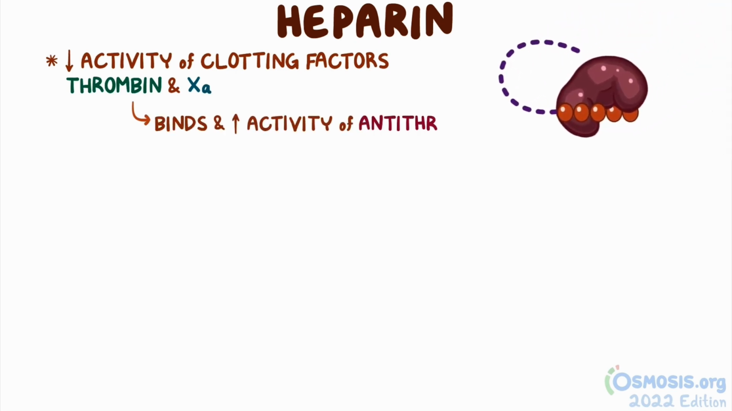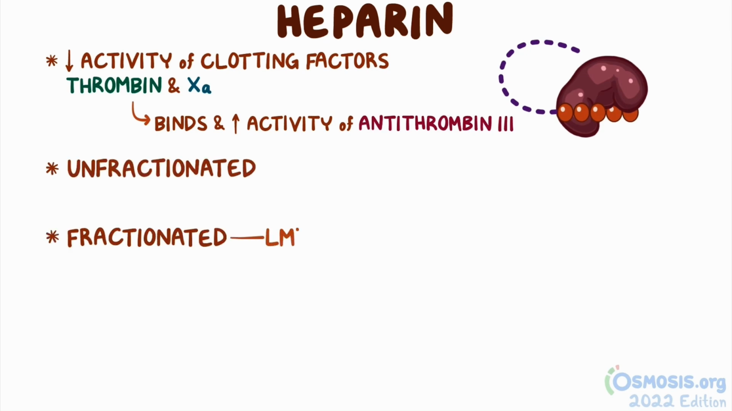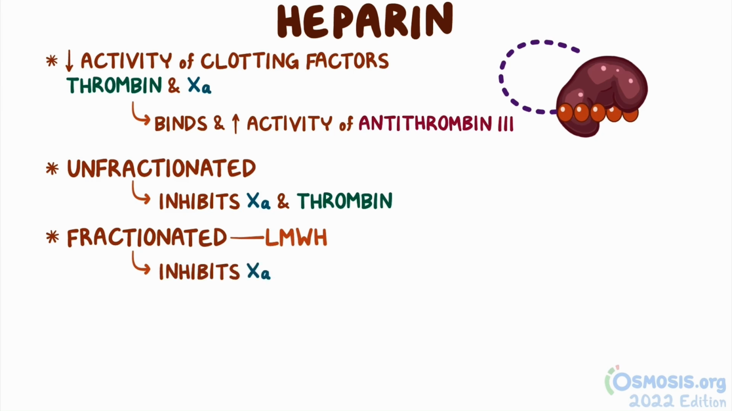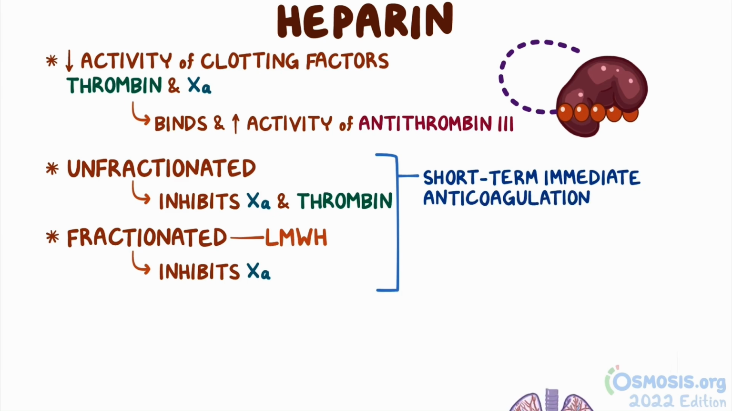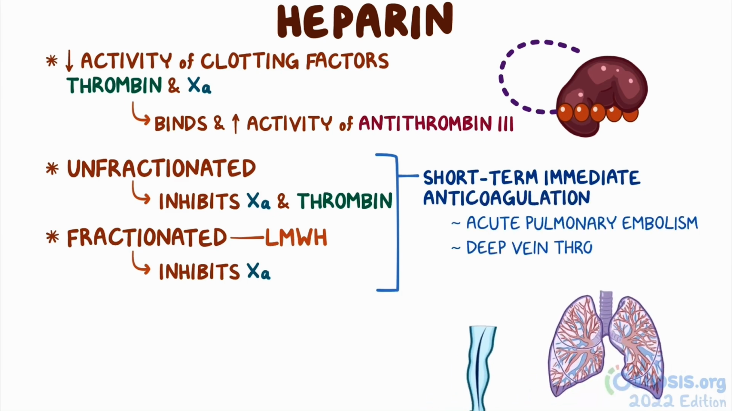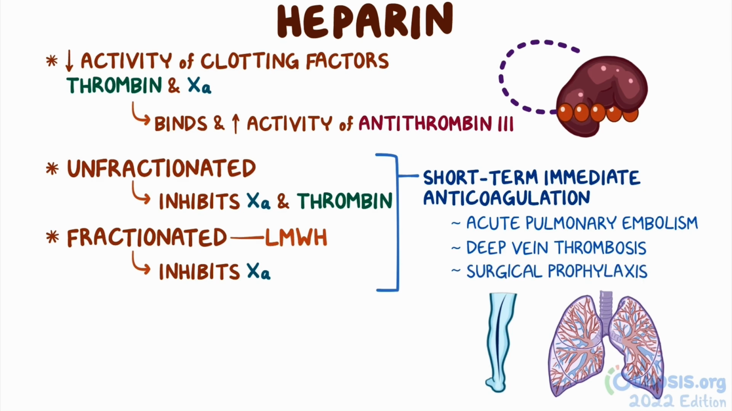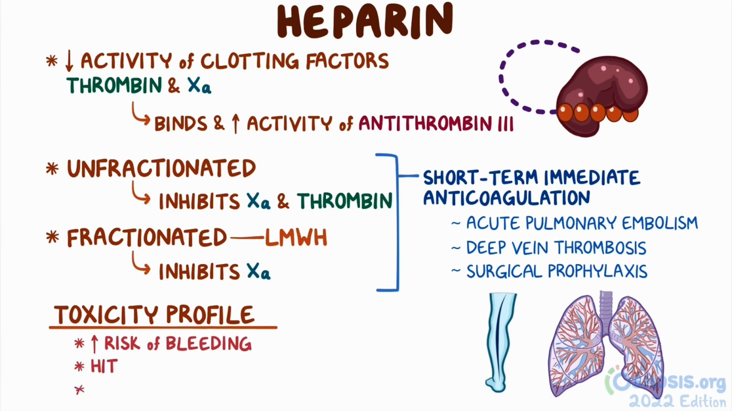Alright, as a quick recap. Heparin works by lowering the activity of two clotting factors called thrombin and factor Xa, by binding to and enhancing the activity of a protein called antithrombin 3. Heparin can be unfractionated or fractionated, which is also called low molecular weight heparin. Unfractionated heparin inhibits both factor Xa and thrombin, while low molecular weight heparin only inhibits factor Xa. Both types are utilized for short-term immediate anticoagulation for diseases like acute pulmonary embolism, deep vein thrombosis, as well as surgical prophylaxis. Heparin's main toxicity profile includes its increased risk of bleeding, HIT, and osteoporosis.